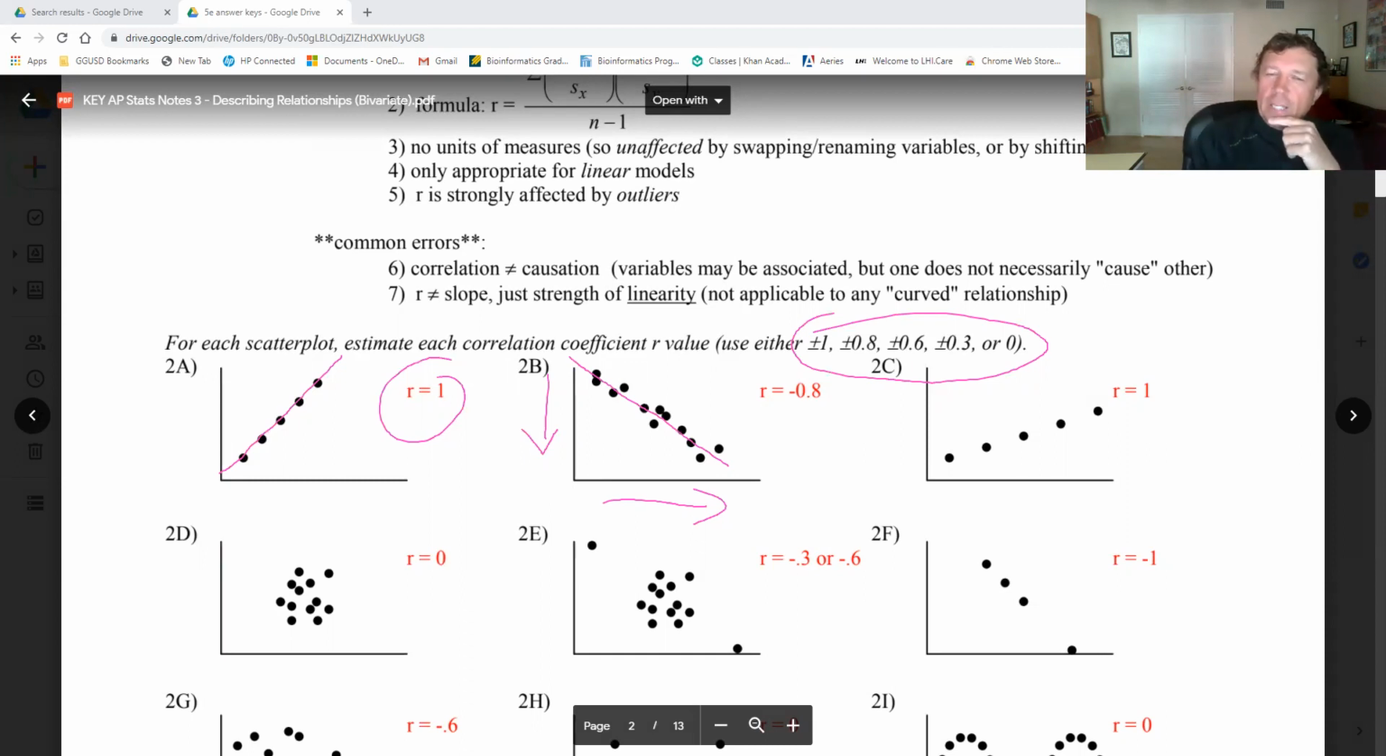And you can see that these points do not line up perfectly, but they're close. So I said that was negative 0.8. So that's a strong negative linear relationship. Remember my sentence frame? There is a strong negative linear relationship between, I don't know what X and Y are, but I could say strong negative linear relationship between staying out late and your GPA. The longer you stay out, the GPA drops.